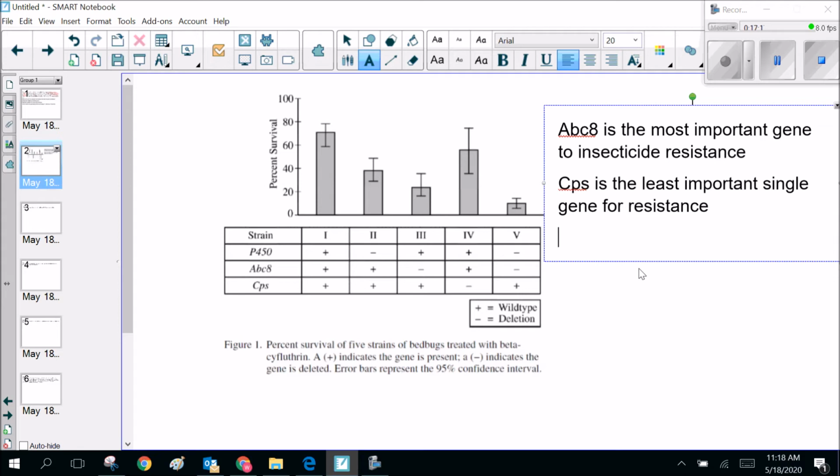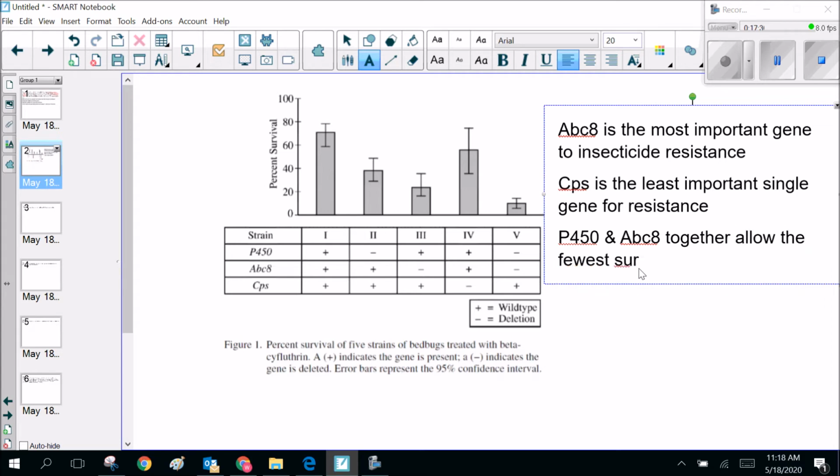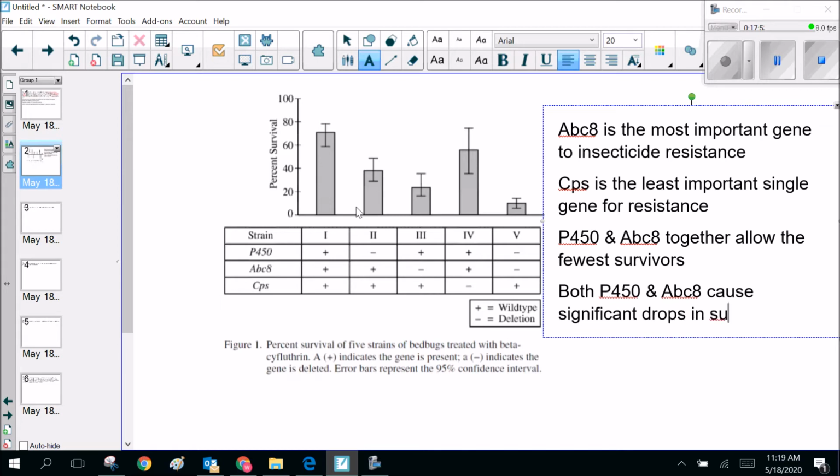Okay, and that when P450 and ABC8 together, I guess, allow the fewest survivors or something like that. So together, they're really bad. The only significant differences that I see here in terms of the error bars and stuff is that both P450 and ABC8 cause significant drops in survival.